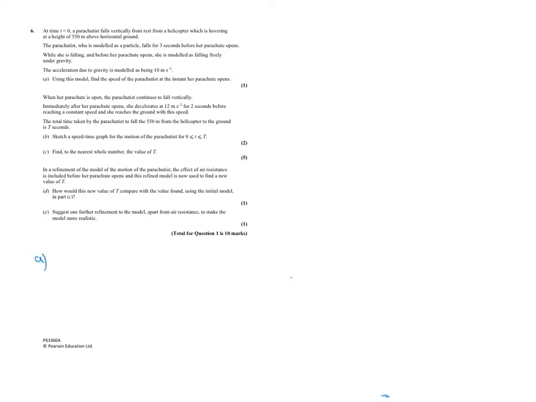So the first part, we're trying to find the speed at the instant her parachute opens. So we're trying to find the velocity v after time t is 3. We know the acceleration is 10. So then we're doing v equals u plus at. We know u is 0 because she starts at rest. So v is 30. So after 3 seconds, velocity is 30 meters per second.